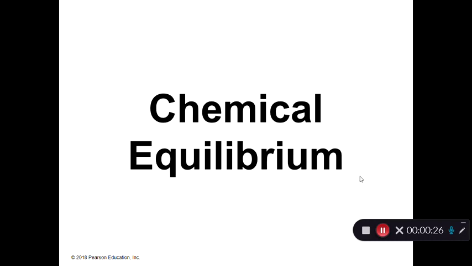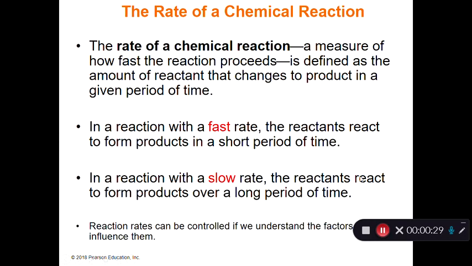Whenever we study chemical equilibrium, we need to have knowledge of the rate of chemical reactions. Let's see what the meaning of rate of chemical reactions is. As you see here, based on the definition reported on the slide, this is a measure of how fast the reaction proceeds. We are going to see what that means.